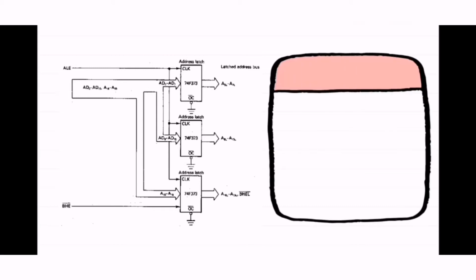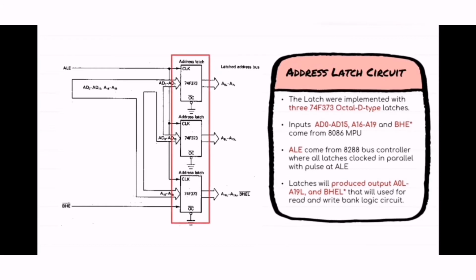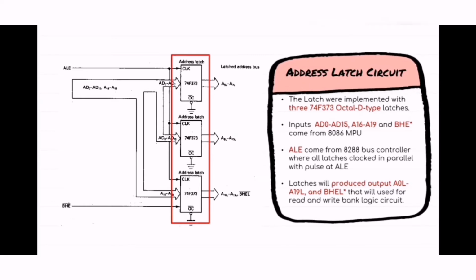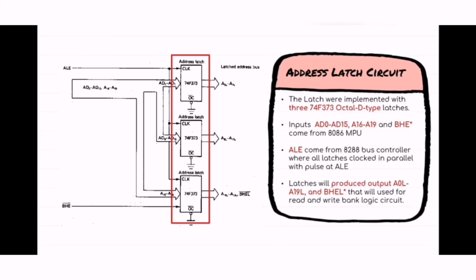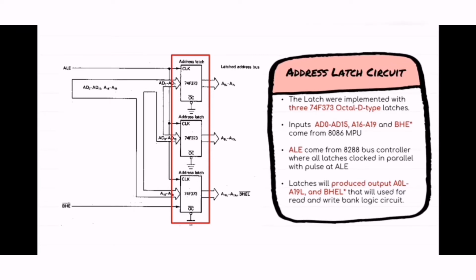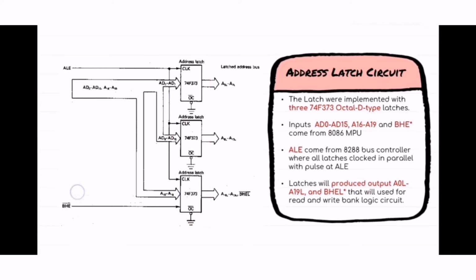This is how the address latch circuit looks. The latch is implemented with the 74F373 octal D-type latch. The address latch will buffer the signals so that they may be used to divide a large memory system into segments. So address 0 until address 19 and BHE, that is bank high enable, are the latched address signals.